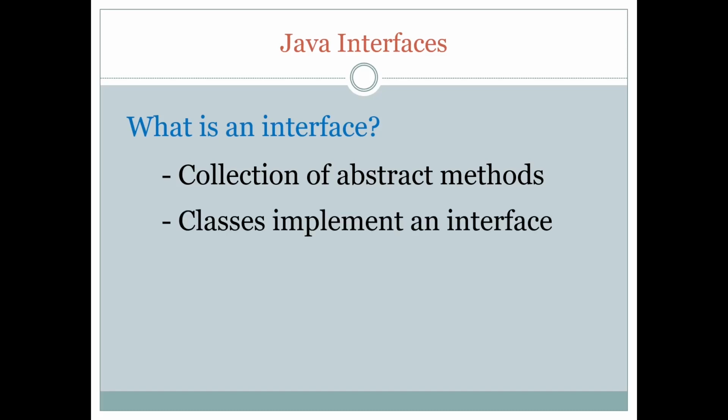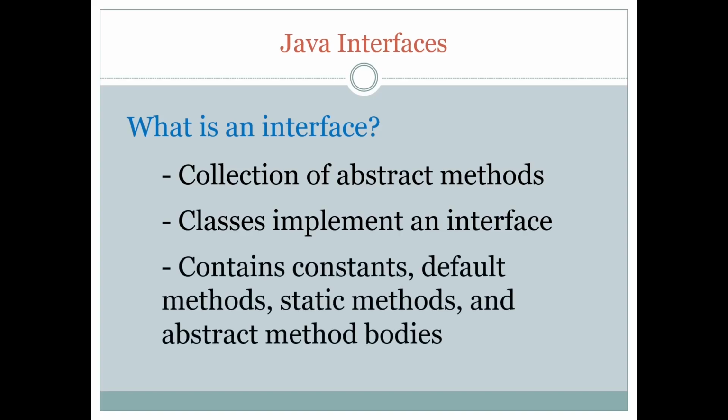Now, when a class uses an interface, we don't extend it like normal object-oriented programming. Instead, we implement the interface. More on that when we get to our example. And an interface contains, as I mentioned, abstract methods. It can also contain constant variables, default methods, static methods, and of course the abstract method declarations. No code, just the declarations.